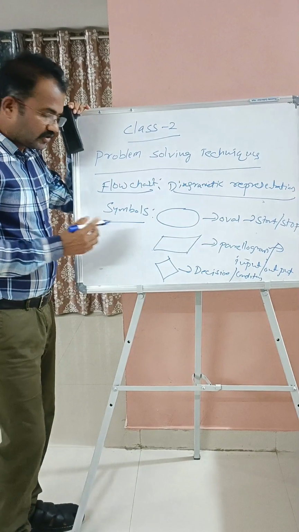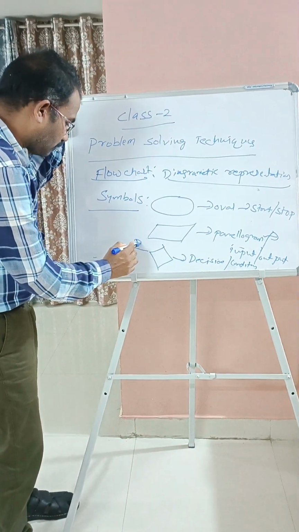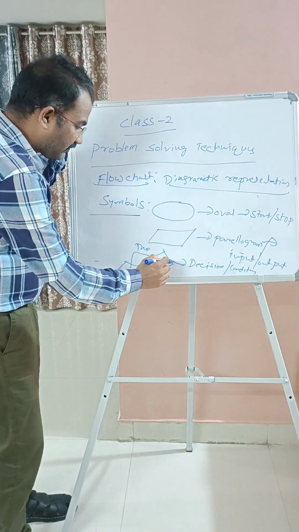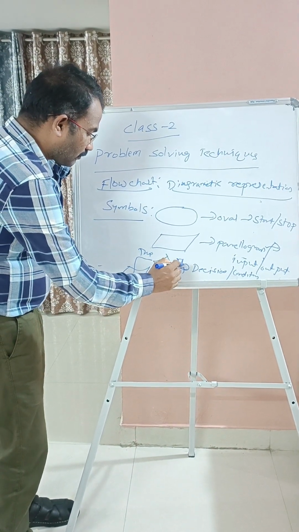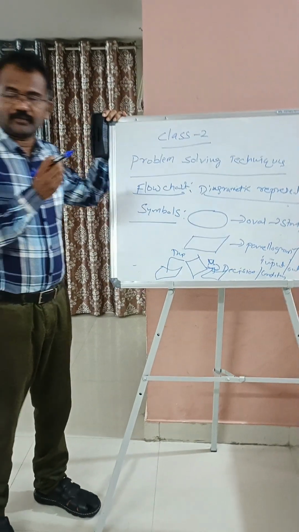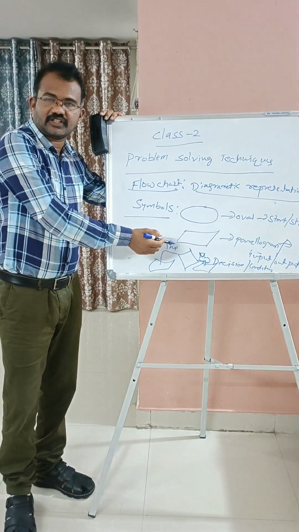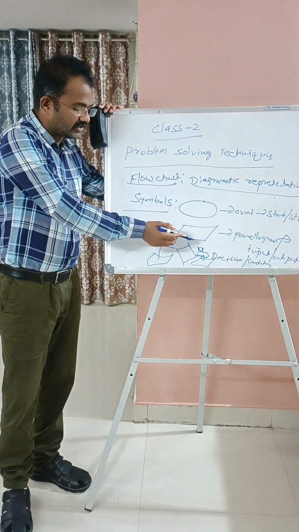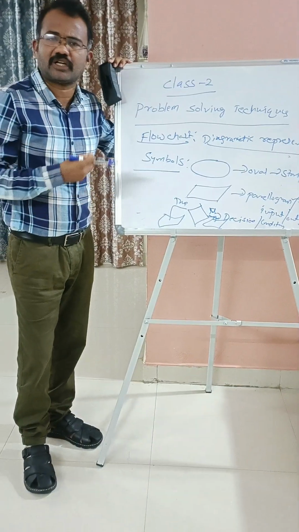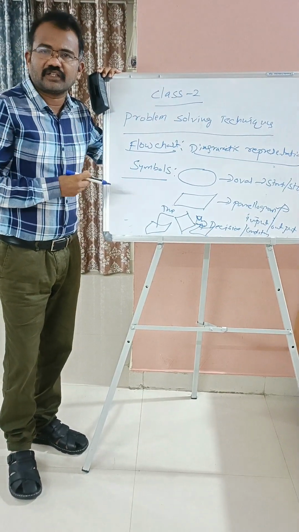Decision: if it is true, one output; if it is false, another output. It depends on the condition. If the condition is true, this output is executed. If the condition is false, this output is executed. In further classes, we will discuss a number of examples of how to write an algorithm and how to write a flowchart.